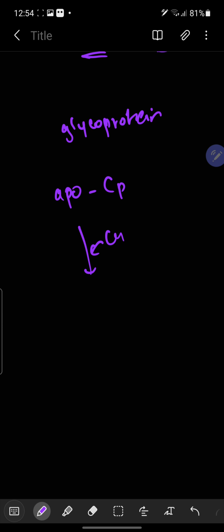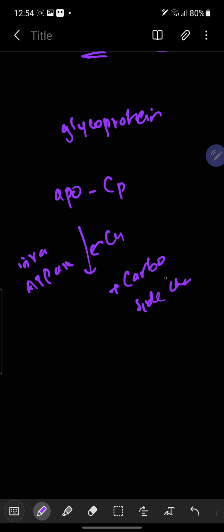The ceruloplasmin is a complete glycoprotein. Okay, at first the peptide part is formed, which is apoceruloplasmin. Then copper is added with the help of intracellular ATPase, and then a carbohydrate side chain is added to make a complete glycoprotein, which is holoceruloplasmin. It forms a complete glycoprotein, holoceruloplasmin.